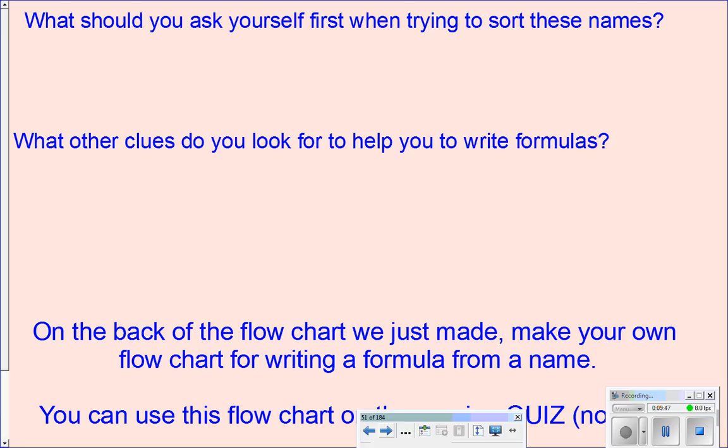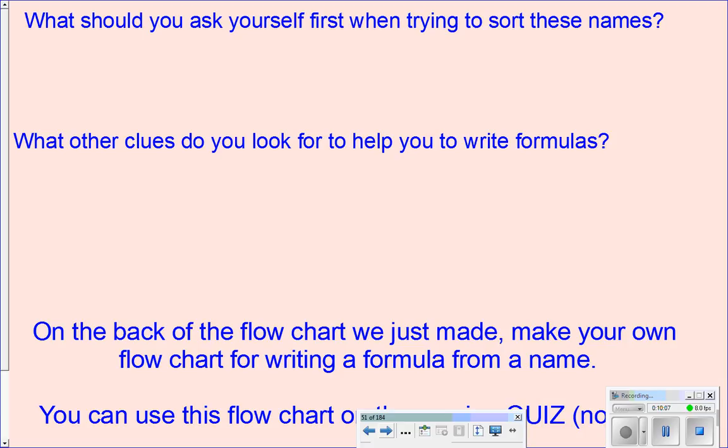So what you need to be able to do is make yourself a nice flow chart that helps you to separate out your names. You will be able to use this flow chart on an upcoming quiz, so you want to do a nice job with it. What you can't do is simply write down a bunch of examples.